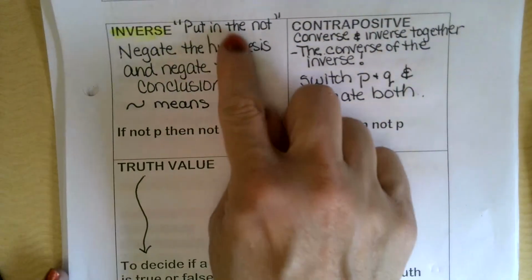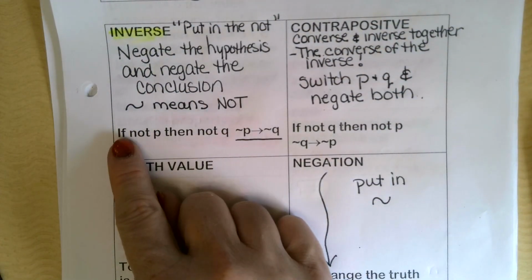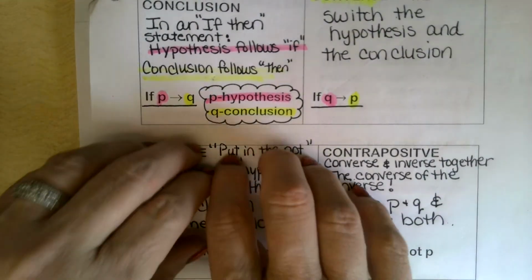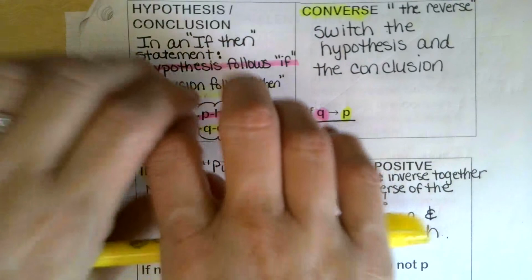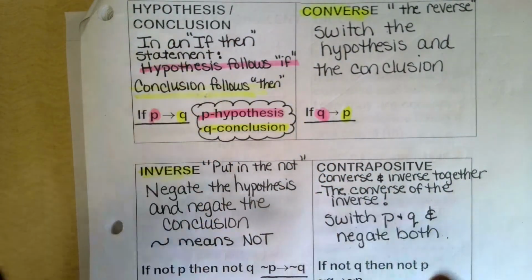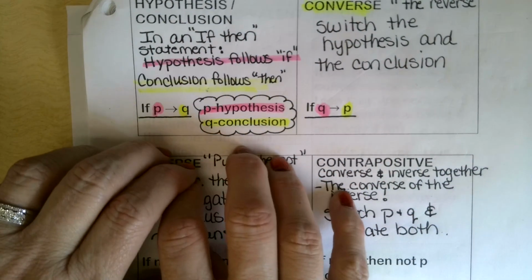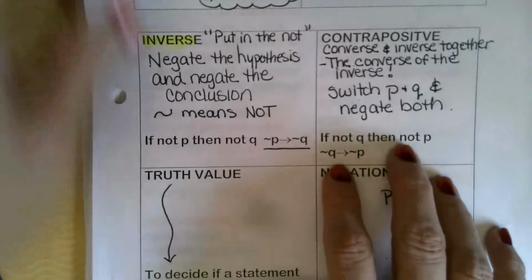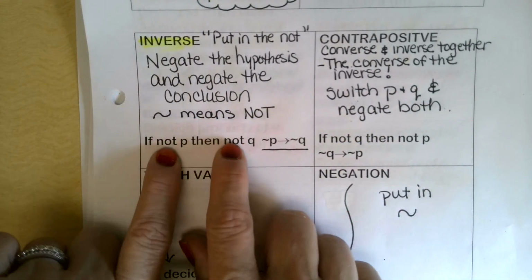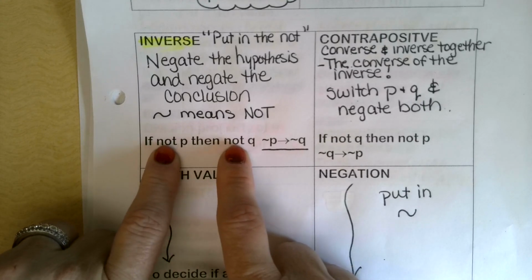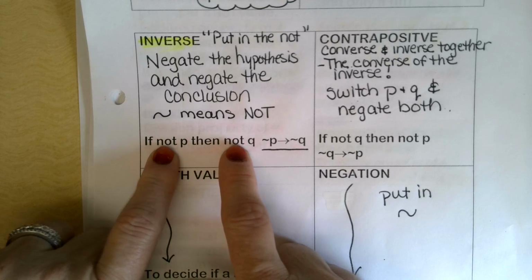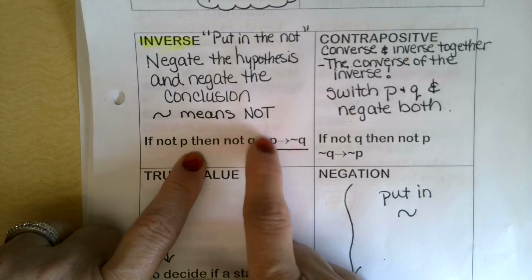So when we put in the not, it's going to read like if not. Now remember, the inverse is off of the conditional. If P, then Q. Okay, we always go back to the conditional, go back to the conditional, go back to the conditional. So the inverse, if we're going to put in the nots, these are the two words that were added. The conditional is if P, then Q. The inverse is if not P, then not Q.